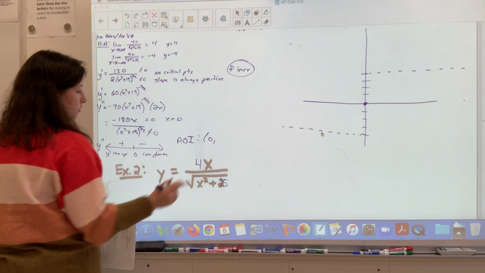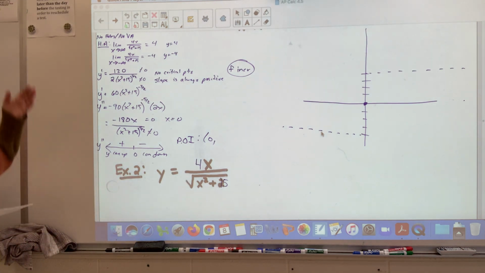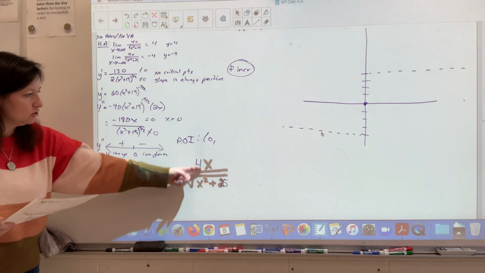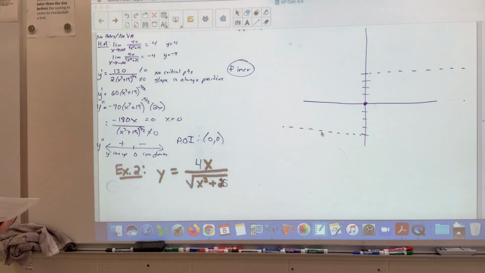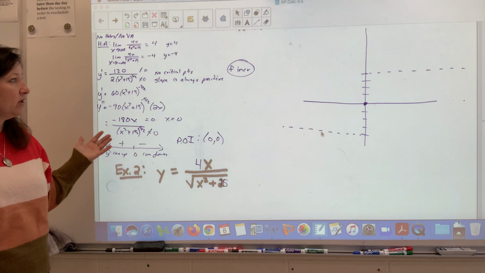Well, x is 0. How do I get the y coordinate? Plug it in the original. Here's my original, and I get 0, 0. So I have a point of inflection. I have no max and mins because there were no critical numbers.